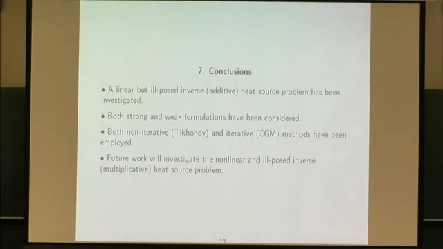But the next step is to investigate the multiplicative heat source case. In that case, you'll have the product between f1 of x times f2 of t. And in that case, obviously, the problem becomes nonlinear. It's still ill-posed, as in general with inverse problems. And the situation will be more complicated, nevertheless. Thank you.